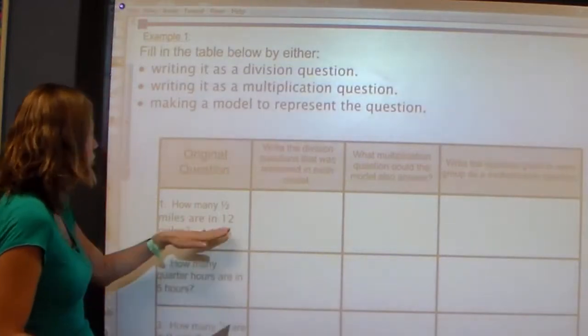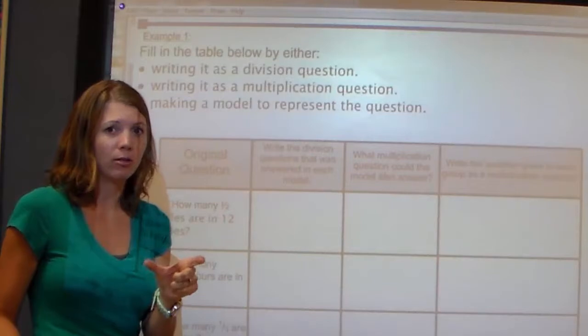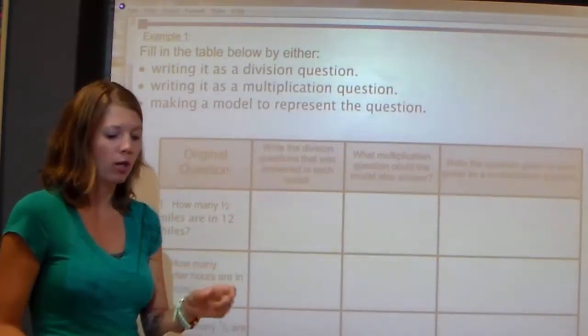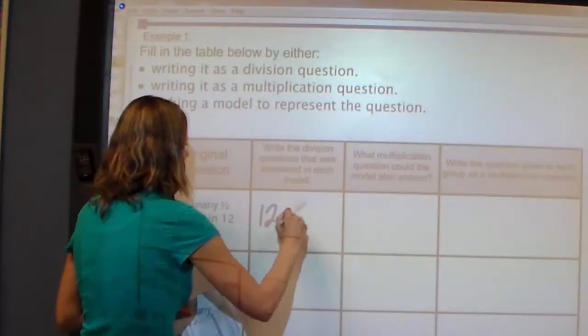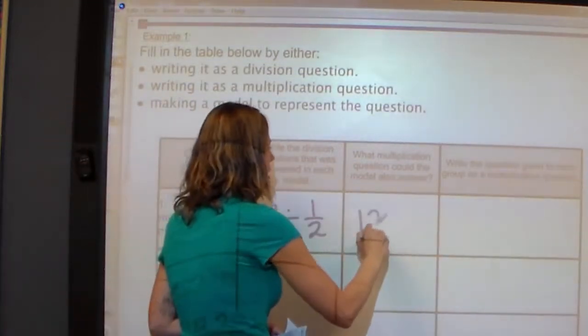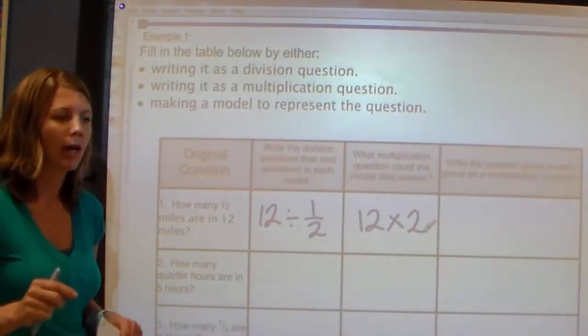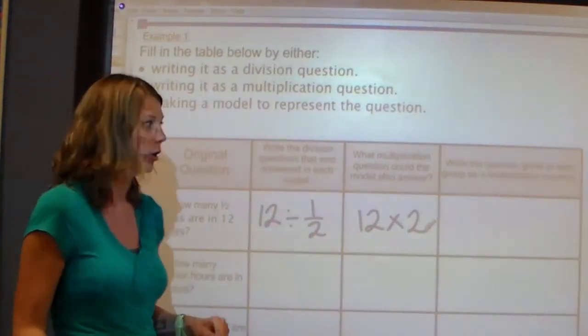So if I have 12 miles and I want to know how many half miles would be in 12, well, there's 2 in each. So I can first write this as 12 divided by a half, but really what we're going to have to do is 12 times 2 to see how many half miles are in 12 miles, and the answer would be 24.